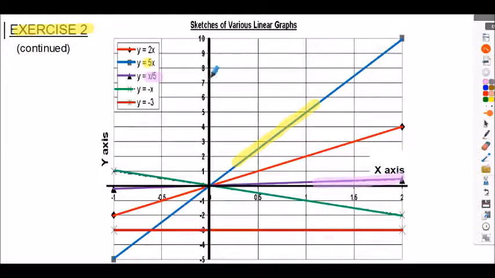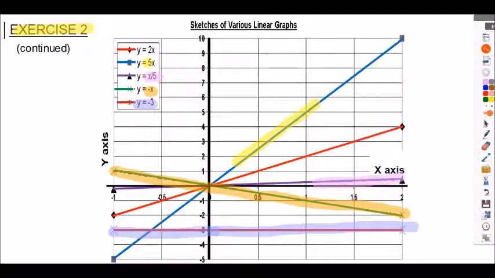When y is equal to negative x, that's a 45-degree line passing through the origin, but it slopes in the opposite sense now, because it's a negative gradient. And when y is equal to negative 3, that's a horizontal line passing through negative 3 on the y-axis.